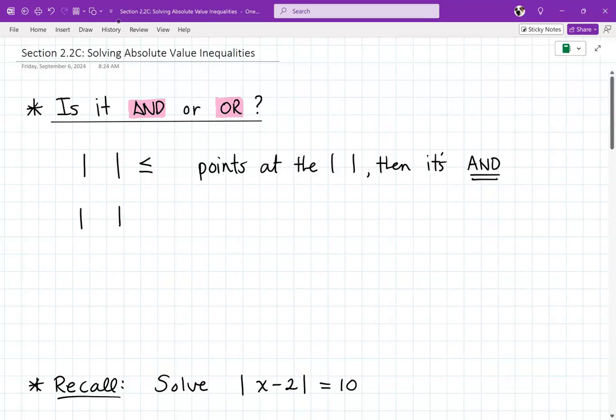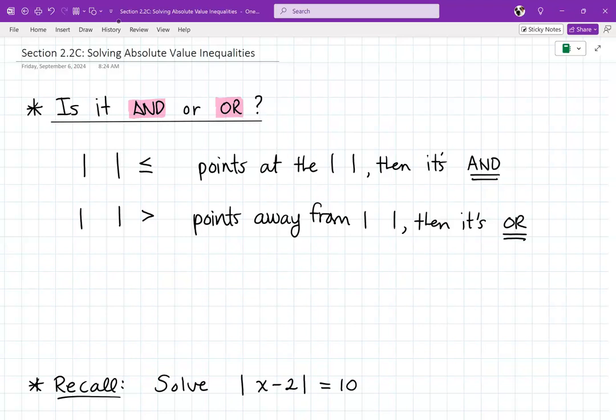If it points away, and actually I'm just going to change it to just greater than, not greater than or equal to, but just as an idea. So if it points away, it's an or. So away from the absolute value, then it's or. Okay? So if it's pointing at the absolute value, it's and. If it's pointing away from it, it's an or. Remember, and always has two lines that point towards each other, or they always point away from each other. Okay? So remember that. All right?